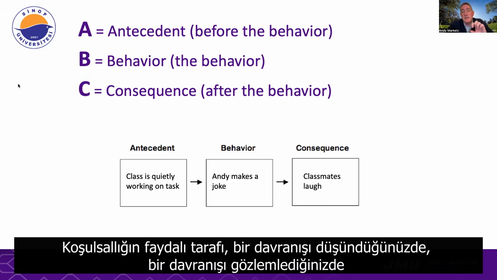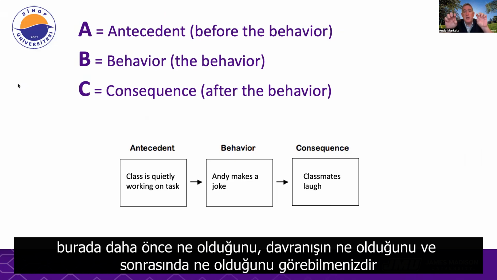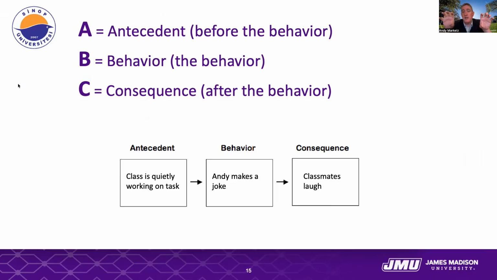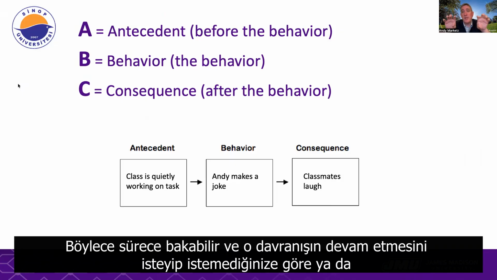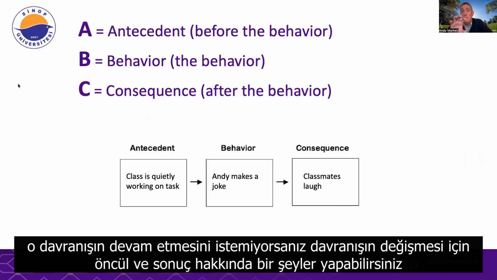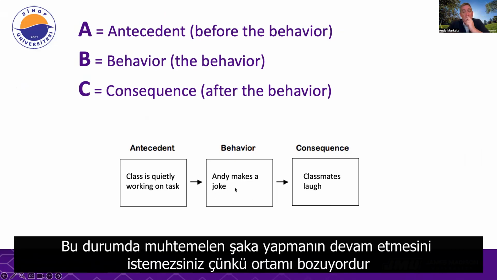So what's helpful about the ABC contingency is when you observe a behavior, you're able to look and see what's happening before, what is the behavior, and then what's happening after. And understanding that three-term contingency, you can then manipulate, change the antecedent, or change the consequence so that the behavior changes. So you're able to look at it across and then do things about the antecedent and the consequence to change the behavior. Whether you want that behavior to continue, right? Or if you want that behavior to not continue. In this instance, you probably don't want the joke making to continue because it's disruptive and things like that.